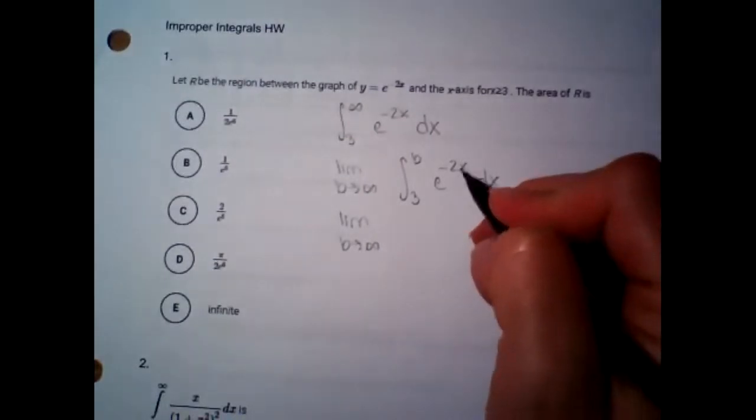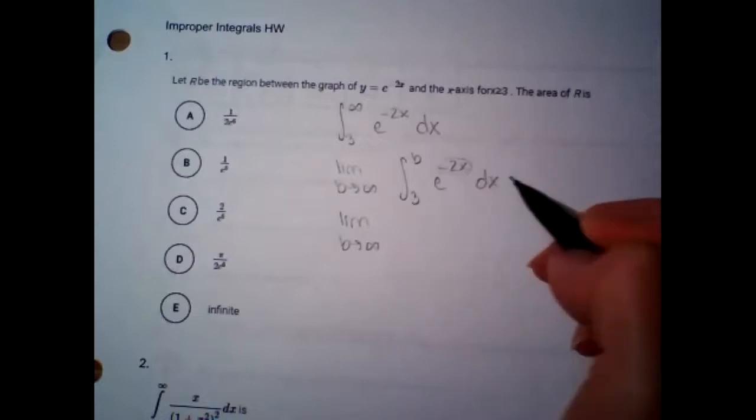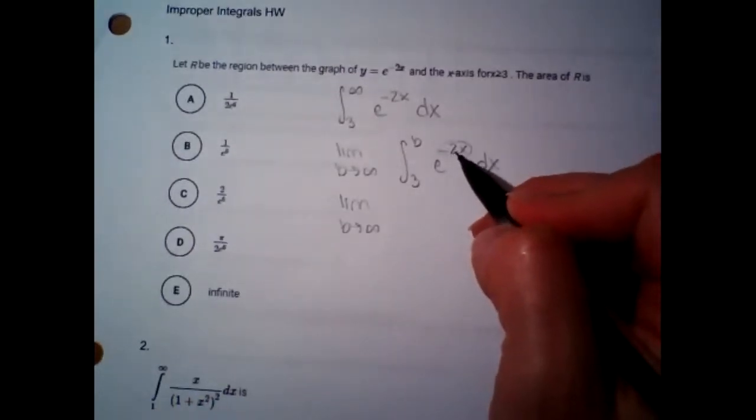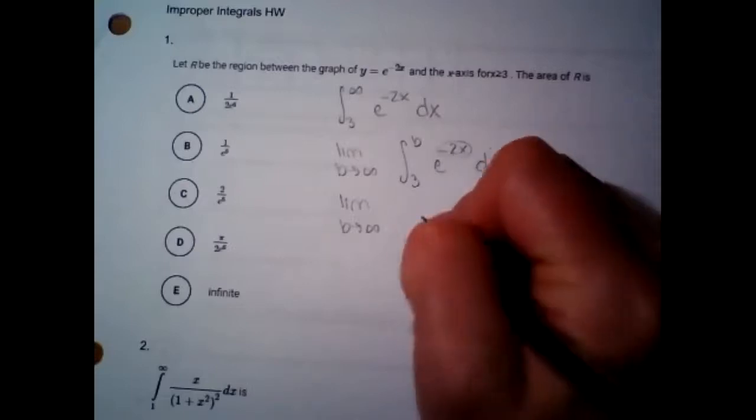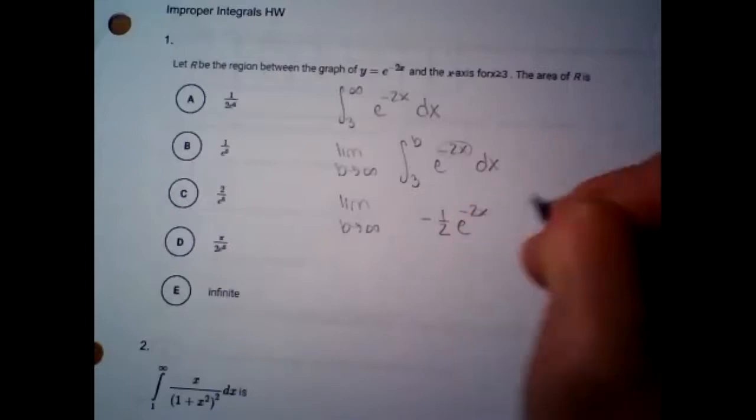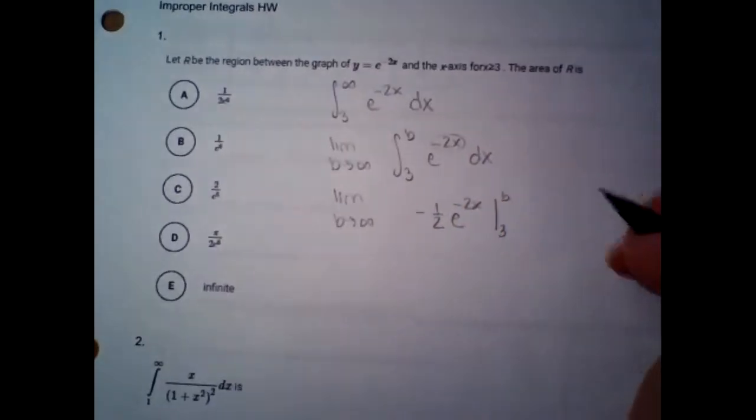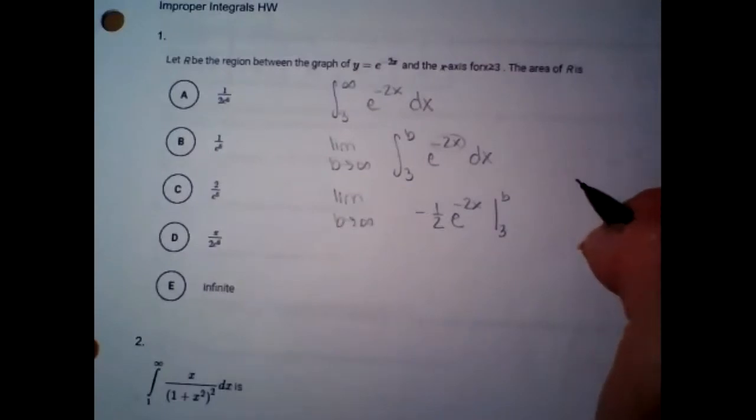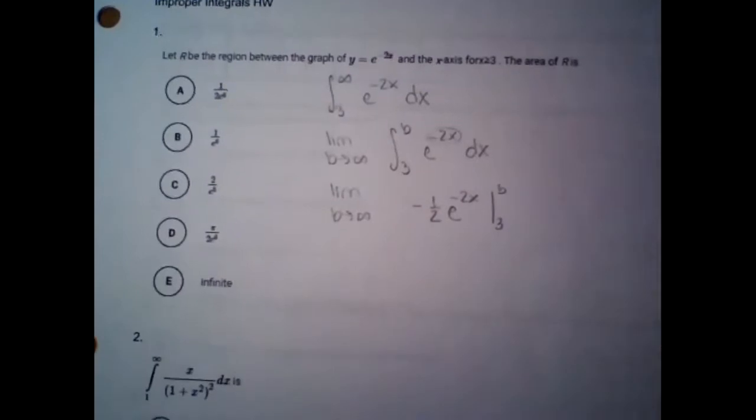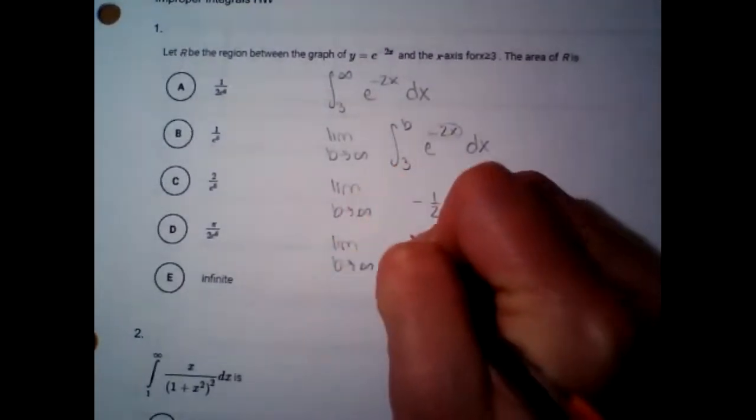We're going to do the antiderivative. Now there would be a u substitution for this part, and you're welcome to write all that out if you want to. We're just going to need a negative 1/2 to adjust for the negative 2. So it's going to be negative 1/2 e to the negative 2x, from 3 to b. Again, if you want to write out those steps of the u substitution, that's fine. It's just going to be an adjustment of a negative 1/2.